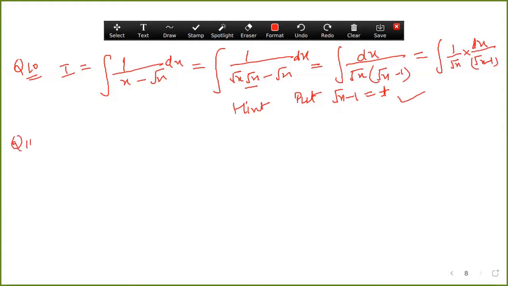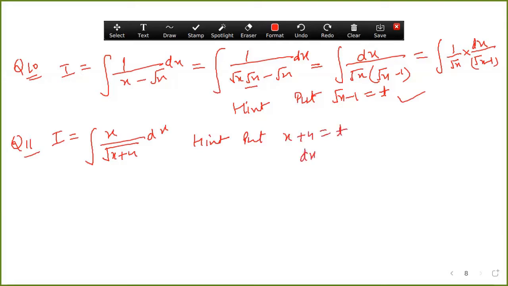Now question number 11. In question number 11, integrate x upon under the root x plus 4 dx. Now what to do in this question? The hint is put x plus 4 equal to t and dx is equal to dt. From here you have to find the value of x, because x is there. You have to put the value of x in the question, t minus 4. This is a basic part. Now you can proceed with the question on your own.